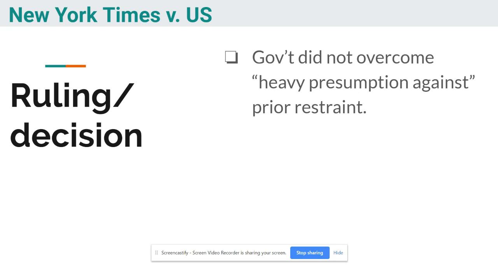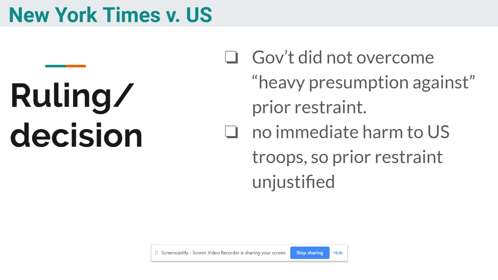But the government needs to make an argument to censor in this case. And they're saying that the government didn't overcome it. They needed to make an argument that it should be censored, and they just didn't do it. It wasn't good enough. Their argument for the Pentagon Papers to not be published was not good.